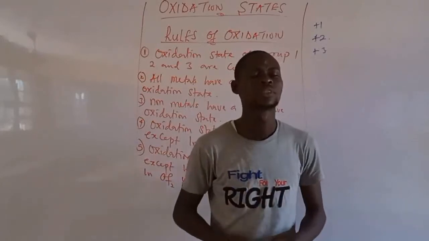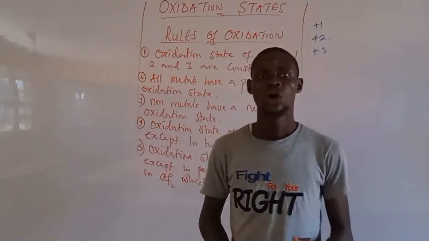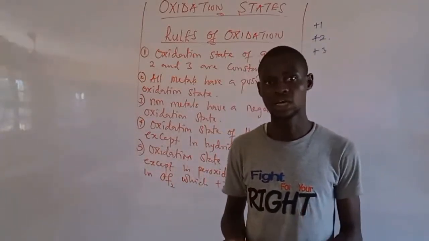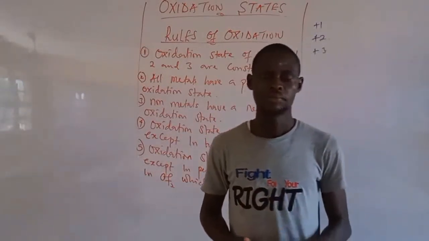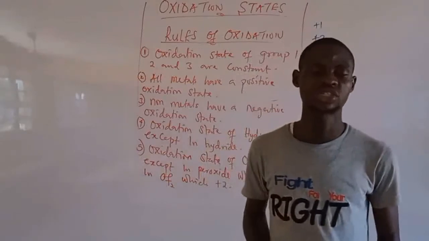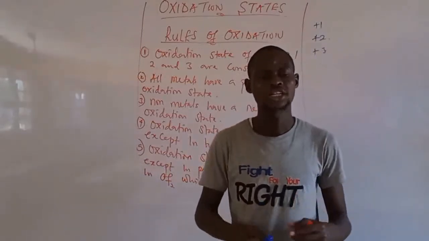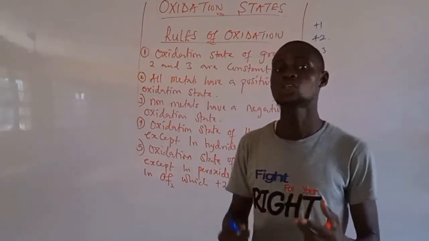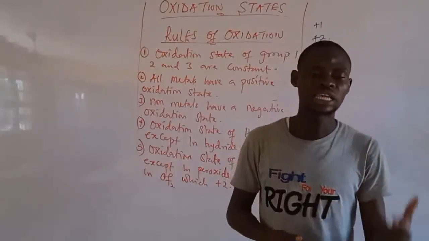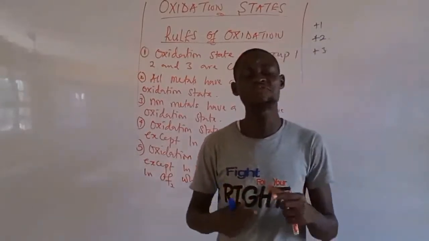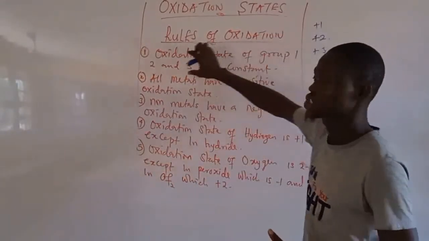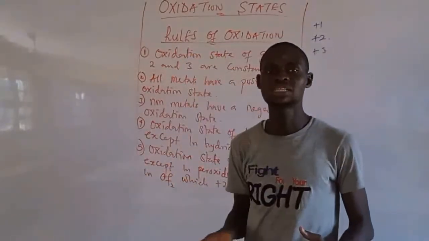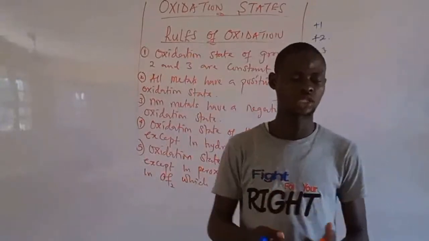But please note something. Majorly, all the transition metals, with the exception of scandium and zinc, because scandium and zinc are not transition metals. All transition metals are also metals, right? But one thing about transition metals is that they have a variable oxidation state, unlike all these metals here, whose oxidation state is constant. Transition metals, their oxidation state is not constant.